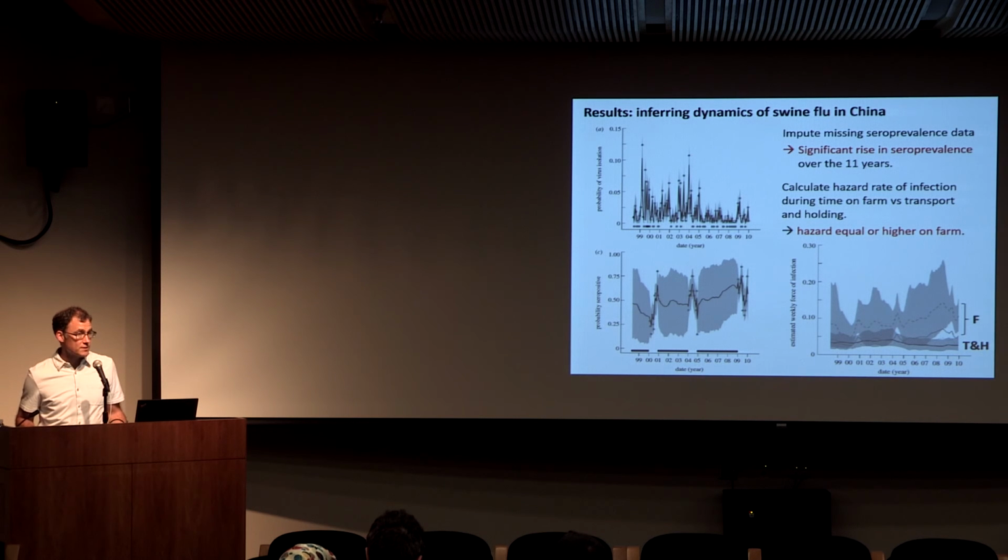We can actually use this and the duration of time that pigs spend in each compartment to calculate the hazard rate of infection, so effectively the intensity of transmission, both during the time spent on the farm and during transport and holding prior to slaughter. And we see here, this is the farm estimate here and the transport and holding. The first thing we see is the hazard is actually higher on the farm than during transport. And second, we see that it's been increasing on the farm over the decade, whereas it's been holding steady during transport.